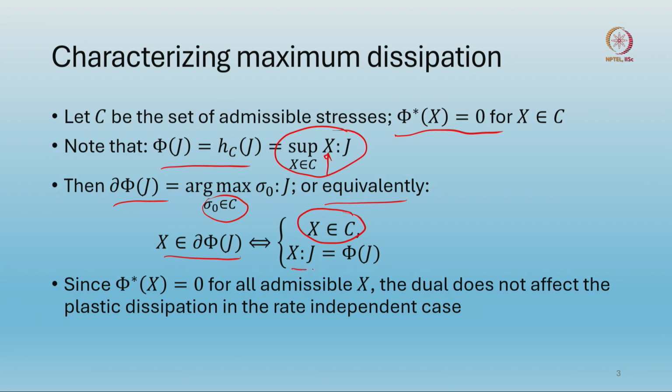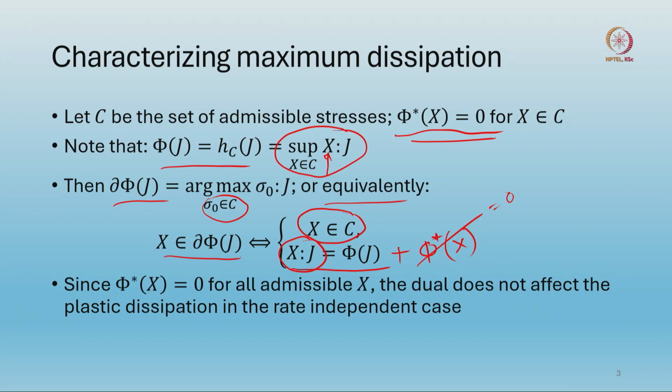Actually, this is nothing but a Fenchel-Young equality. There is also a phi star x here, but this is 0. This is actually equal to 0 over the admissible set C. We have already seen that phi star is 0. So, therefore, that is gone. So, what we have is that the plastic work, which is x inner product j, is actually equal to the dissipation potential, and you really can't have any situation in which x times j can be greater than phi j. So, this is the maximum value that the plastic work can take.